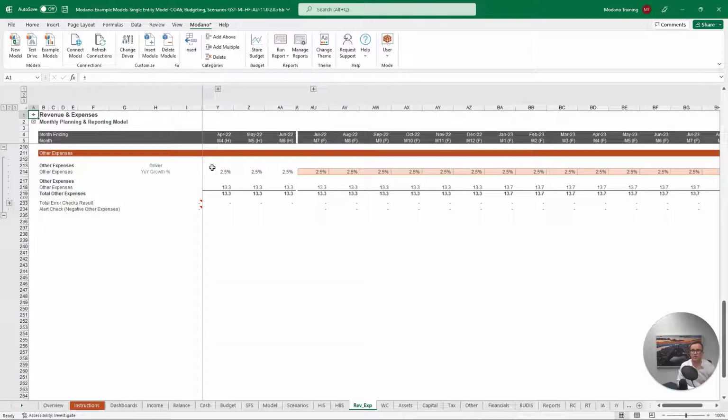Looking back at April 22, we can see our historical other expenses figure was 13.3. Applying our 2.5% year-on-year growth rate for our April 23 forecast, we can see that our other expenses forecast calculated as 13.7.